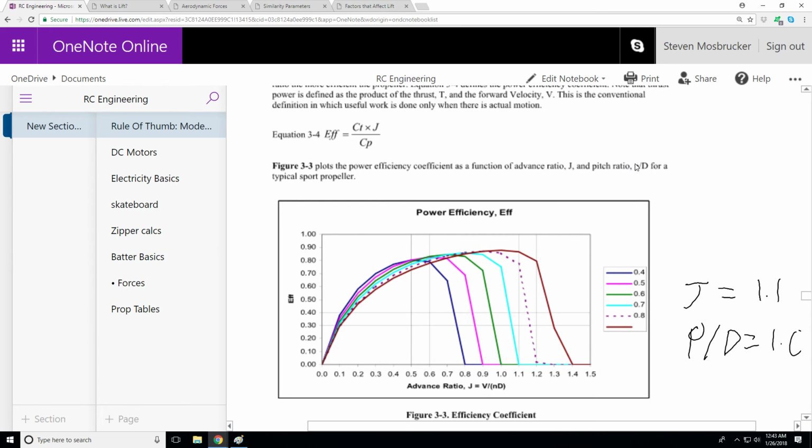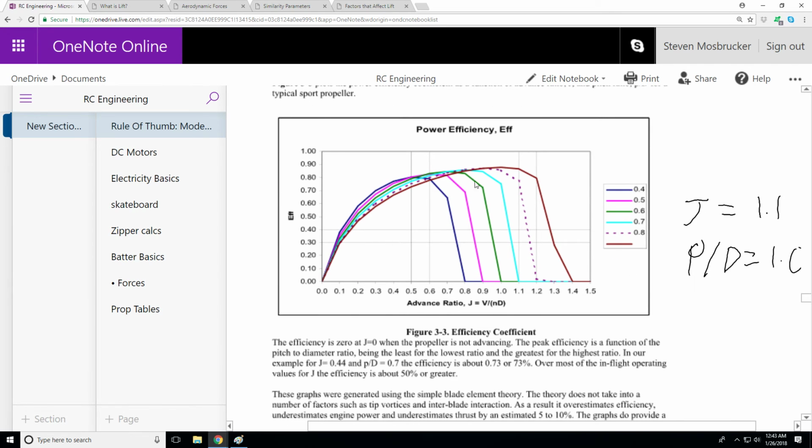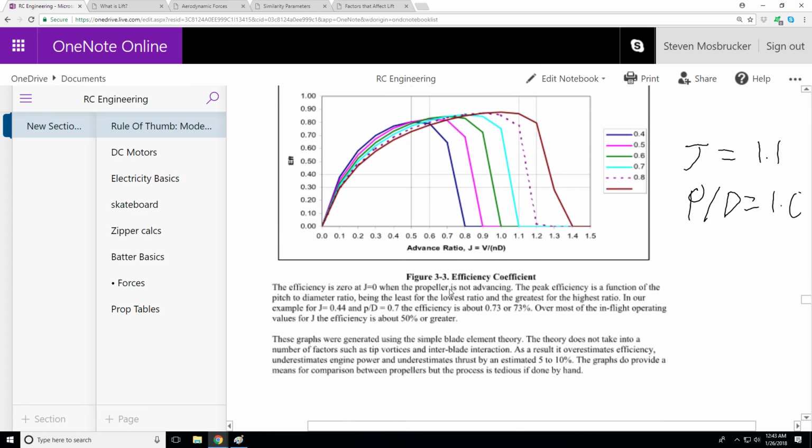And so here is the chart, as a function of J and pitch to diameter ratio. As you see here, we can get a maximum efficiency of about 83%, 85% efficiency, and you can't get any better than that on a propeller. And you see here with all the different P over Ds, you could get different efficiencies.